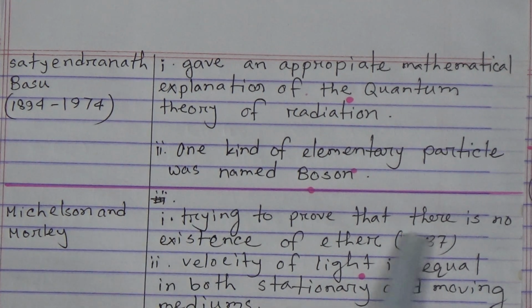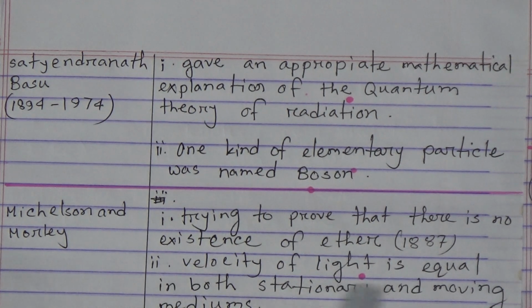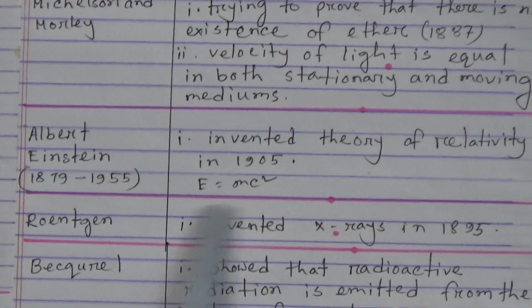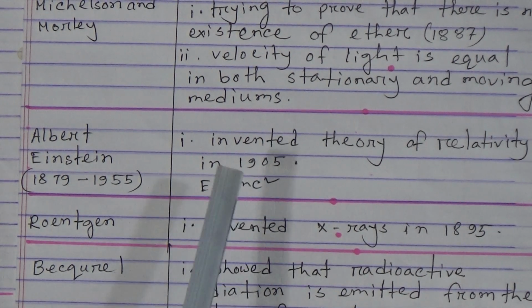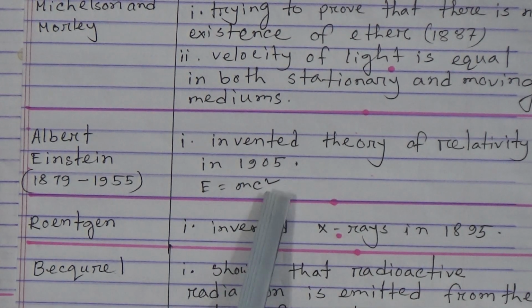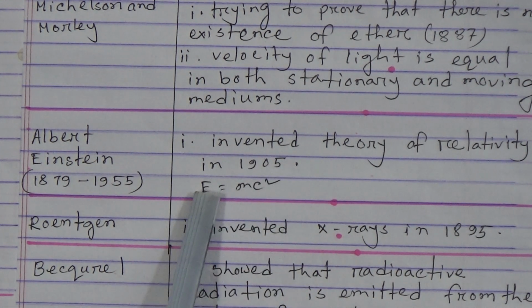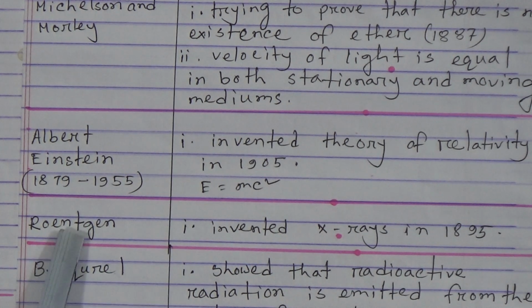Now come to Michelson and Morley. Michelson and Morley tried to prove in 1887 that there is no existence of ether, and that the velocity of light in both stationary and moving medium is equal. Okay. Now come to Albert Einstein. Einstein invented the theory of relativity in 1905 and he also gave the famous equation E equals mc squared, and here he proved that mass can be converted into energy.